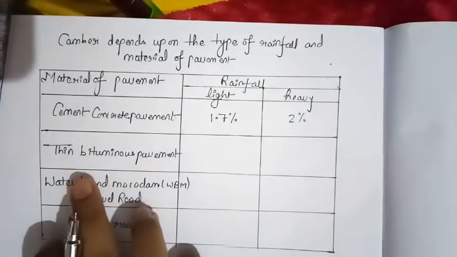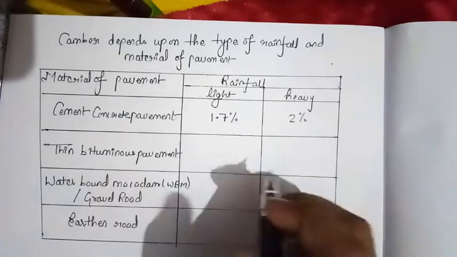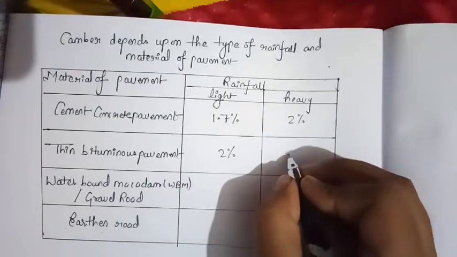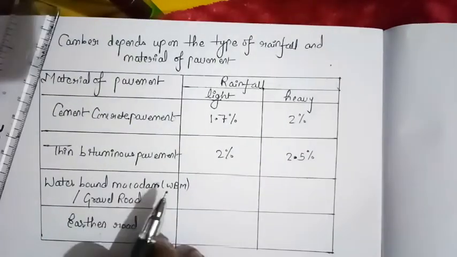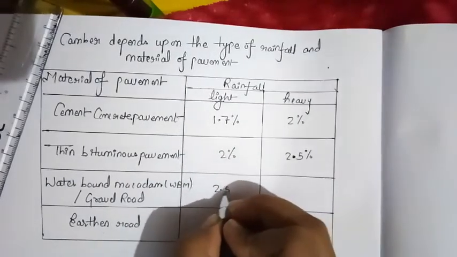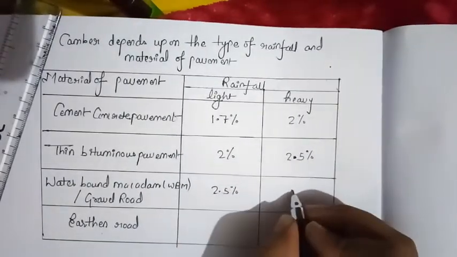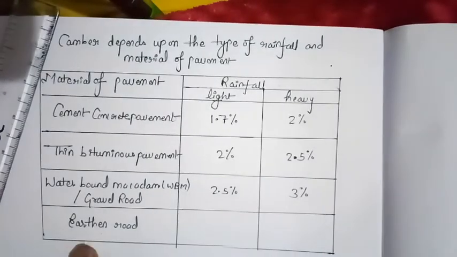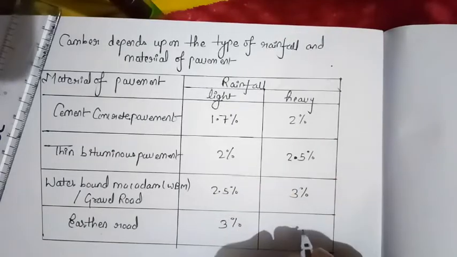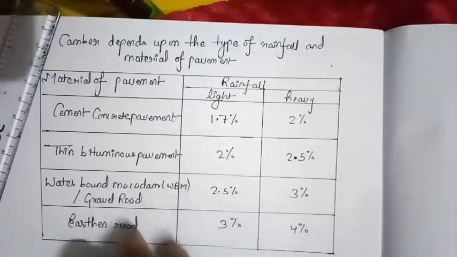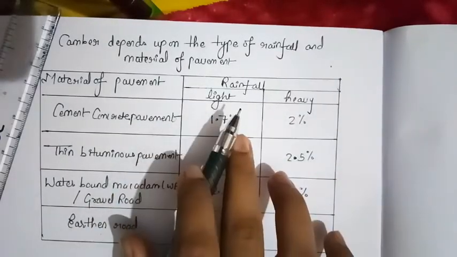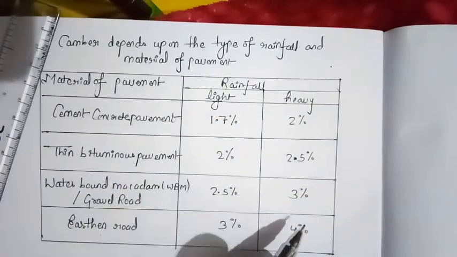Similarly, when the pavement material is a thin bituminous pavement, for the light rainfall area it is 2%, and for heavy rainfall it is 2.5%. For a water bound macadam or a gravel road, for the light rainfall its value is 2.5%, and for the heavy rainfall its value is 3%. For the earthen road, in the light rainfall its value is 3%, and for the heavy rainfall its value is 4%. So these are the values of camber depending upon the type of rainfall and the material of the pavement. This table is very important from the numerical point of view.